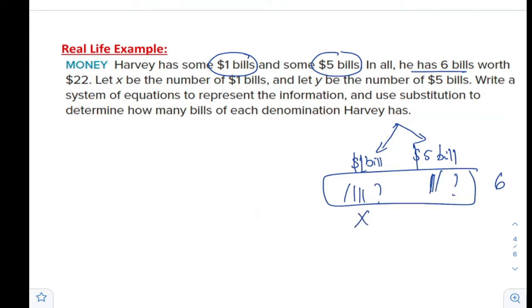Let X be the number of $1 bills and let Y be the number of $5 bills. From the first statement, we know that X plus Y equals 6. Number of $1 bills plus number of $5 bills totally will be 6. This is what we know. Now the second equation will be about value, about money. And it depends on the number of bills.